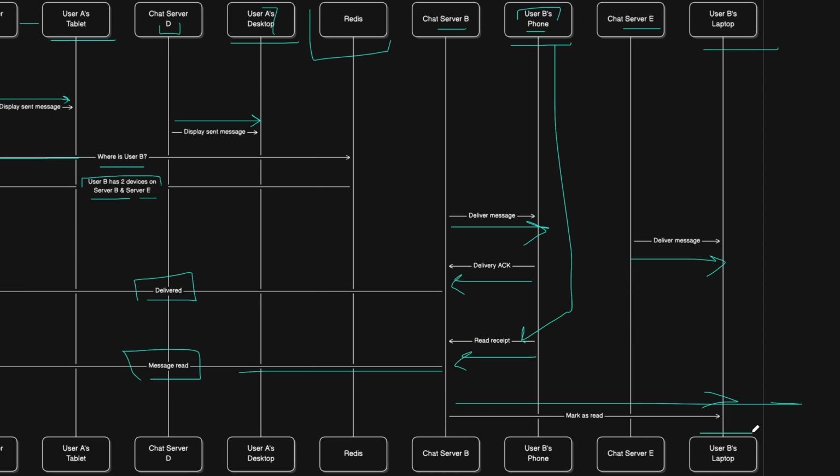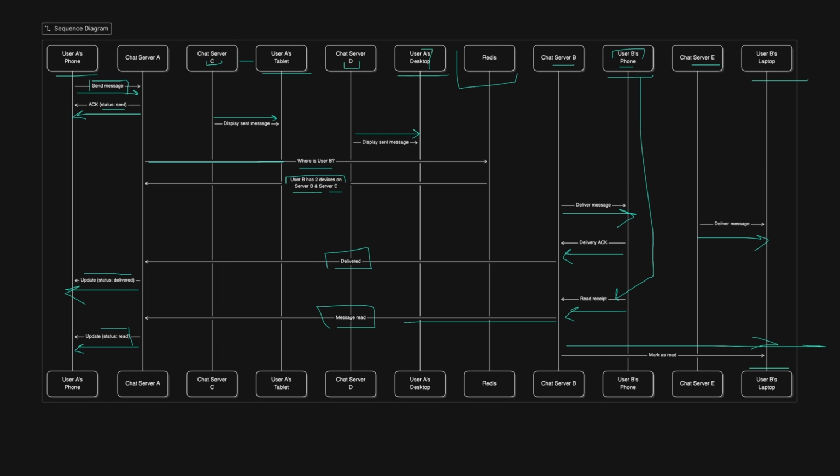So this way, user A's tablet, mobile phone, and desktop, and also user B's phone and laptop, always stay synced with the latest data, whether the message was sent, delivered, or read. And in case there are conflicts between multiple devices, we will use the last write wins technique with version numbers to prevent the conflicts. And of course, this is not the ideal solution.